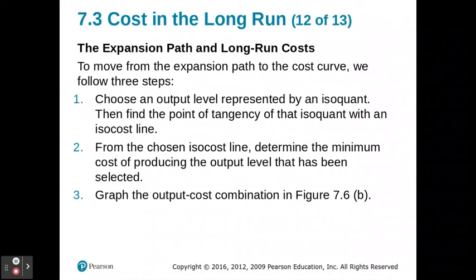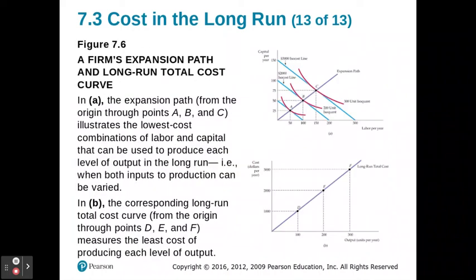What that expansion path leads to is a tracing out of the long run cost curve. And that's what we see right here. So in the upper graph, we do see our expansion path, which is basically tracing out all different levels of output for different budget levels, or different isocost lines.